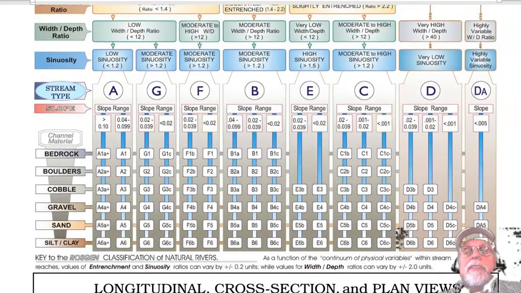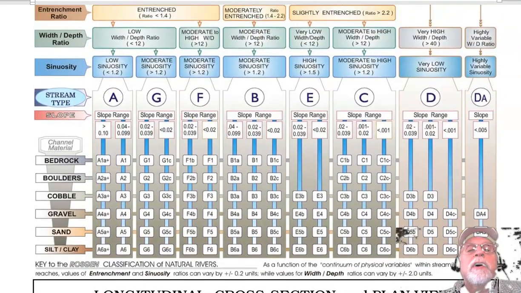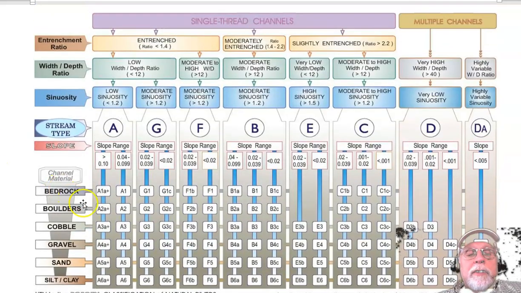So we can divide it that way, and we can further divide it into different subtypes based on the sediment material in the bottom of the stream, from bedrock to silt clay.